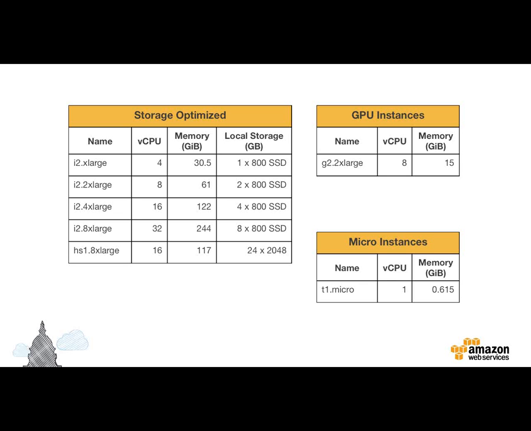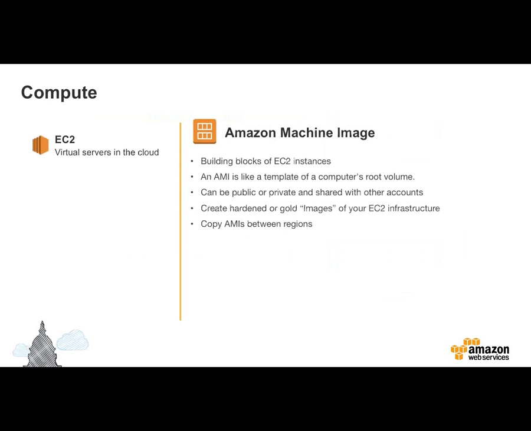Then there's a type of GPU instance that we have called the G2. That is great, for example, if you're doing any kind of GPU processing or something like AutoCAD. And then we have a micro instance. So a micro instance is something that you get for free for a year when you sign up for a new AWS account. It is not very fast, but it's great for experimenting, for just testing things out. But I would not recommend it for production.